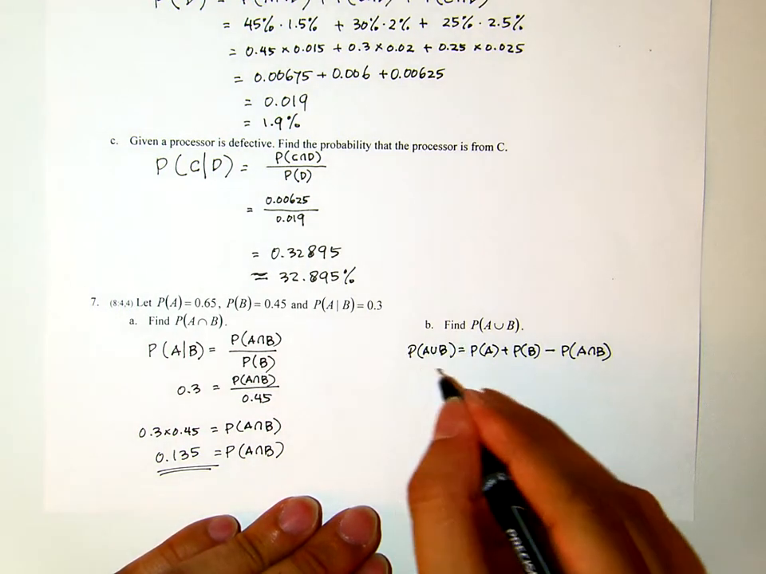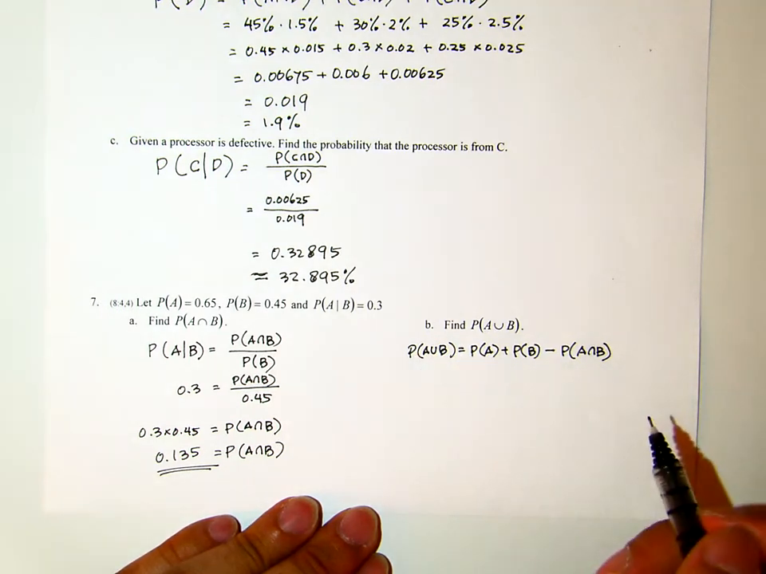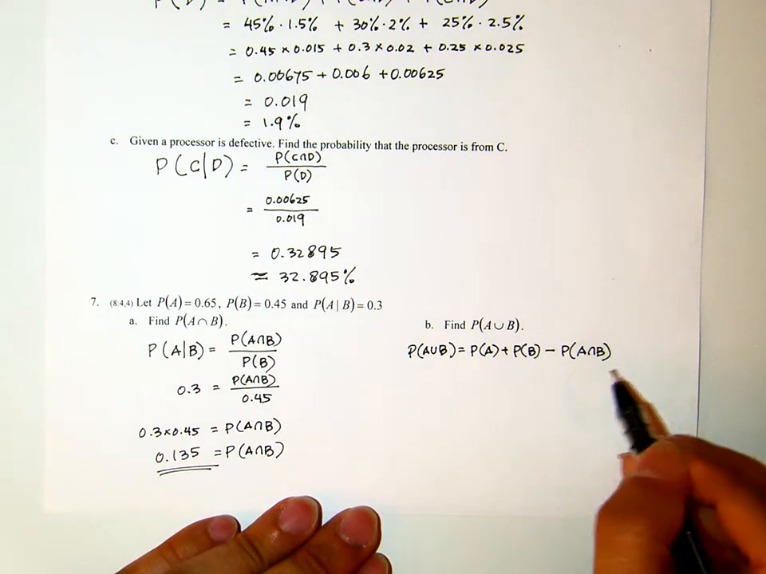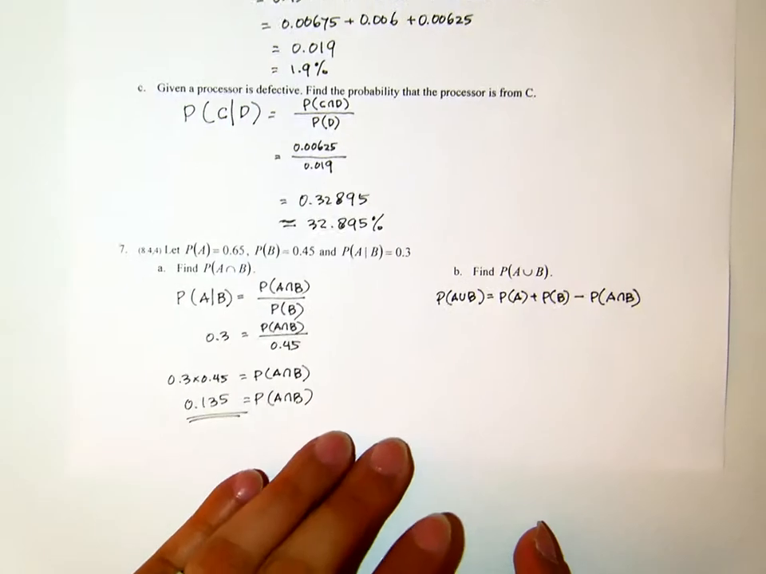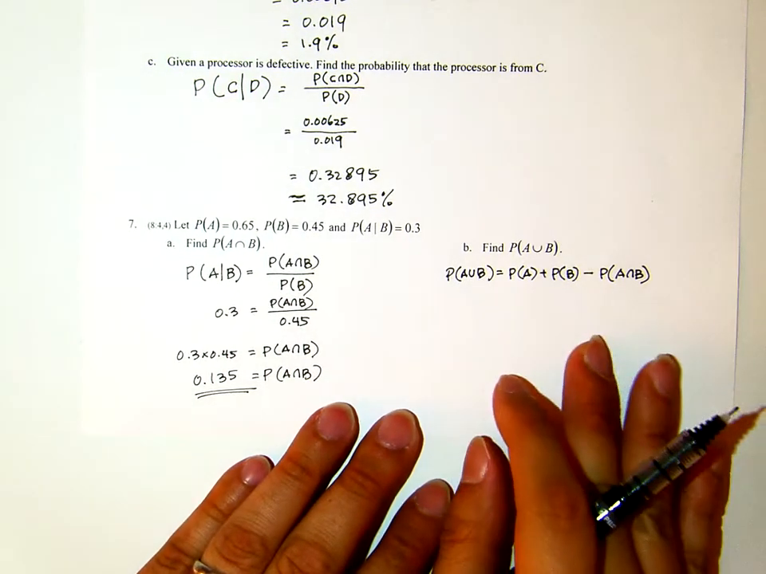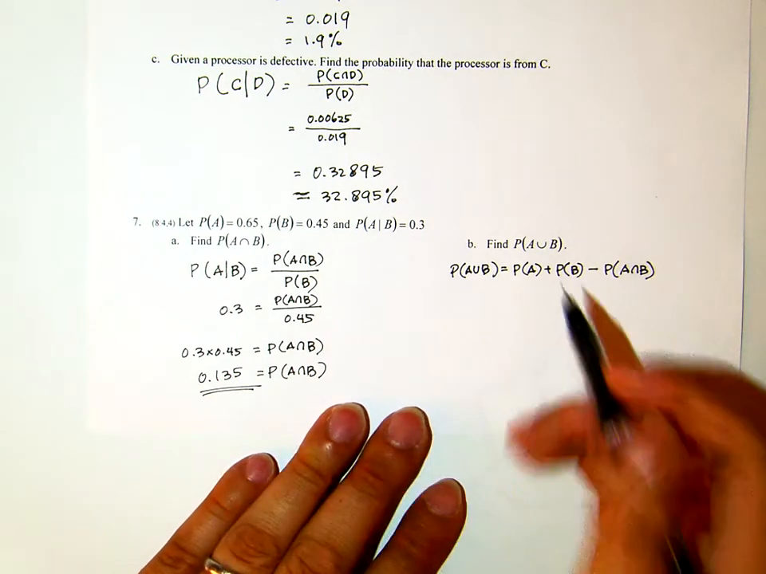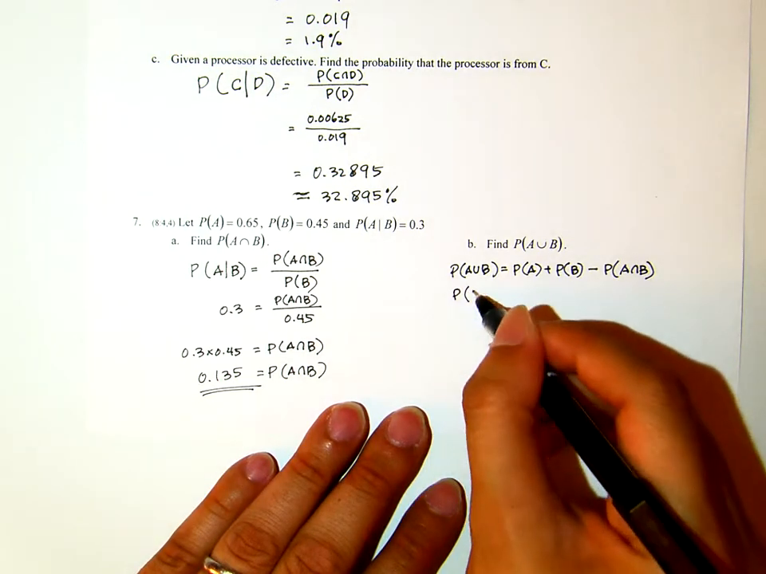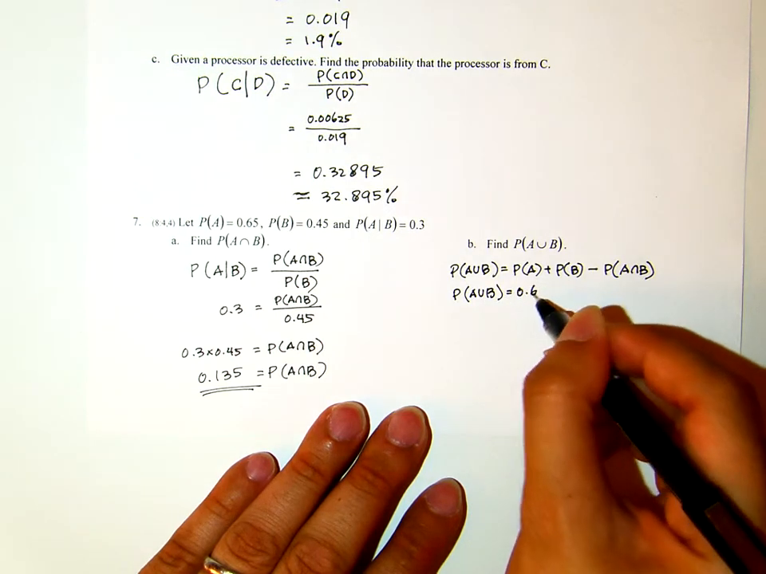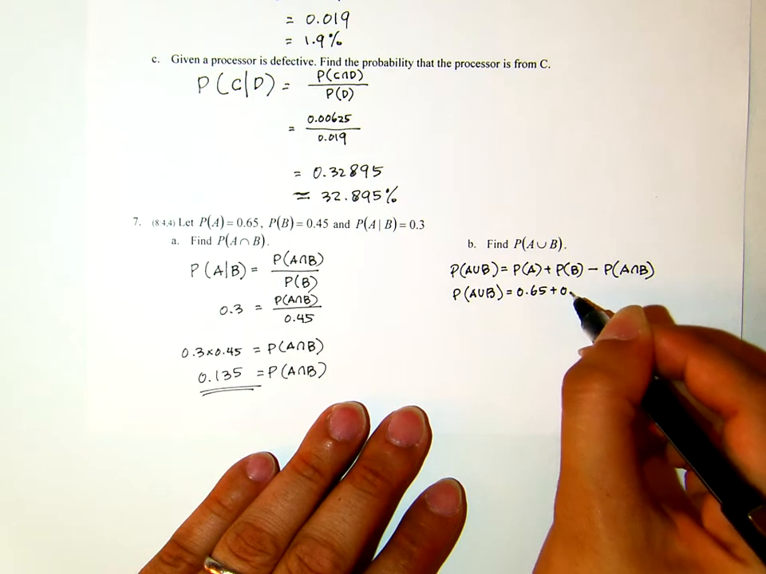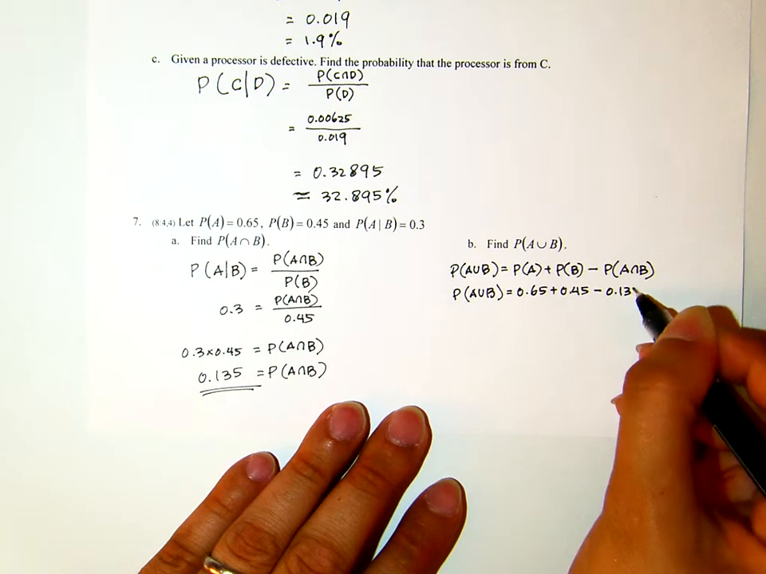Okay, this is the one we are trying to look for, and we have the probability of A and B from the given. The probability of the intersection is coming from part A. In other words, part B is not doable if you cannot do part A. Now let's plug in the numbers. Probability of A union B equals 0.65 plus 0.45 minus 0.135.